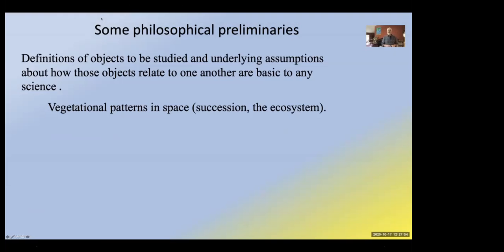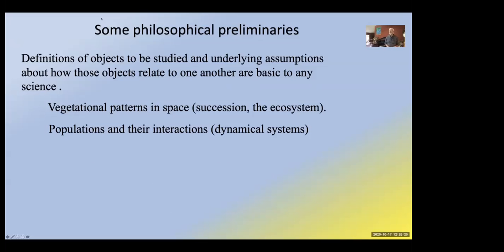Post-World War I, there was a tremendous amount of interest in vegetational patterns in the colonies of especially Great Britain. And so we had what emerged from the evaluation of those vegetational patterns, searching for riches that the empire could utilize from its colonies. From that, we got the concept of succession from Tansley and the very idea of the ecosystem. Then shortly thereafter, Lotka and Volterra, Gause, Nicholson and Bailey gave us the dynamical systems, looking at populations and their interactions.